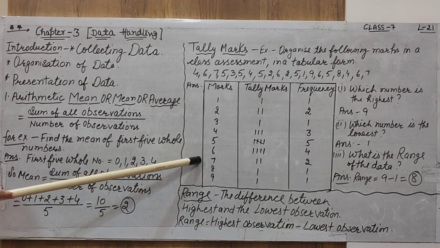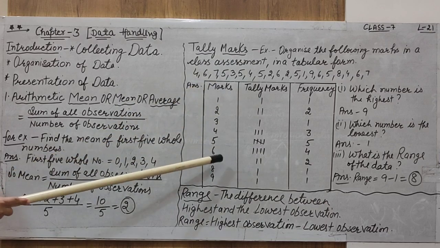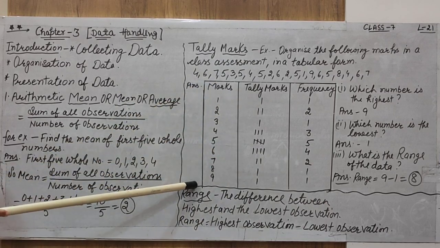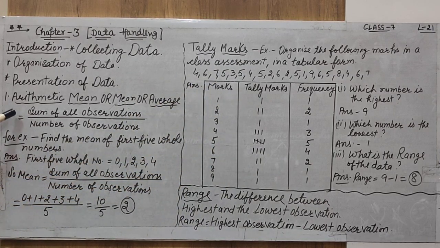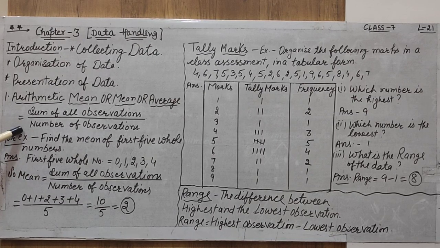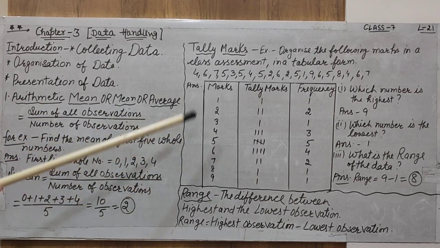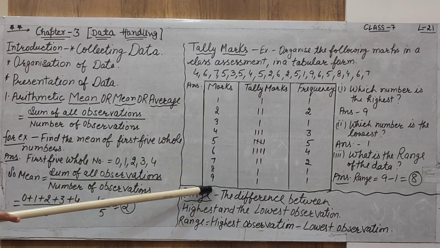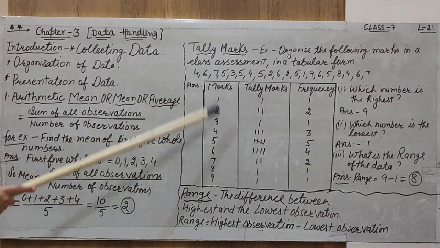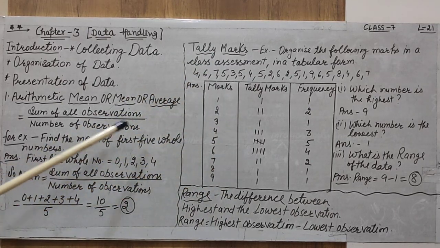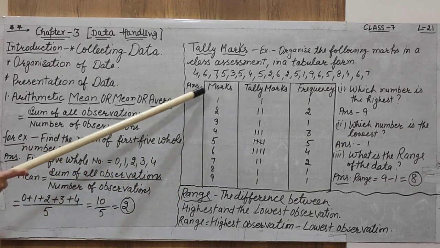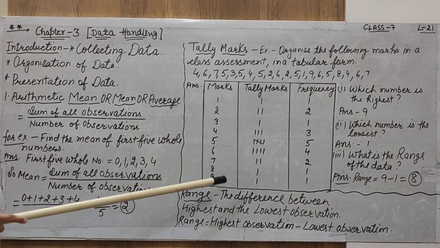How can we find out the mean of this data? We have to add all the observations, using the formula: sum of all observations divided by the number of observations. So the mean is equal to the sum of all the observations, and the total observations are how many? 9. So you have to divide by the number of observations. In that way, we can find out the mean of these marks also.